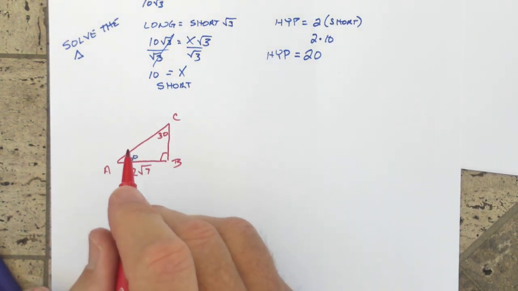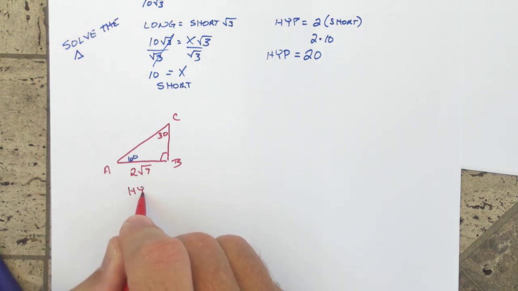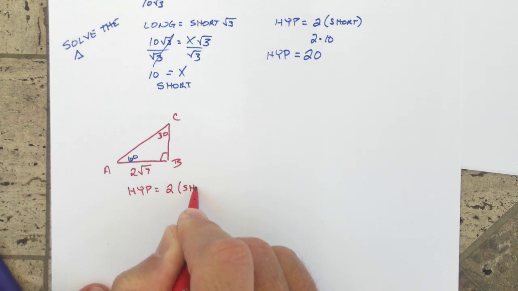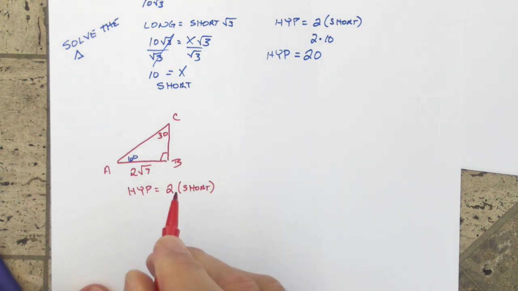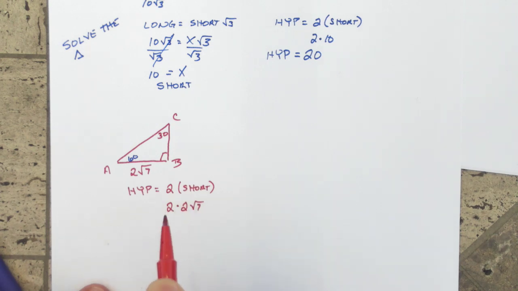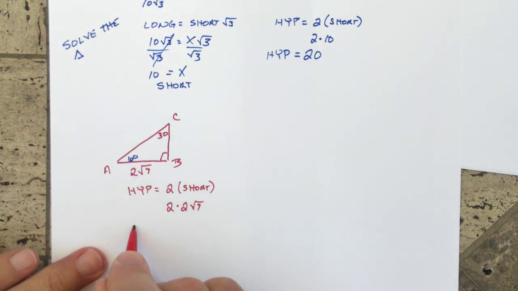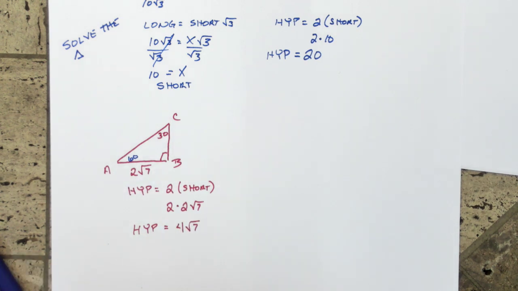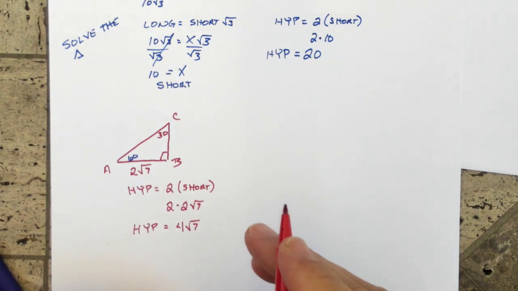So let's start with hypotenuse. Hypotenuse is equal to 2 times the short. So 2 times 2 radical 7. The 2's are on the outside, so we can multiply very easily. 2 times 2, 4. Our hypotenuse is equal to 4 radical 7. Good. All right, so now let's find the long. And what's our relationship?